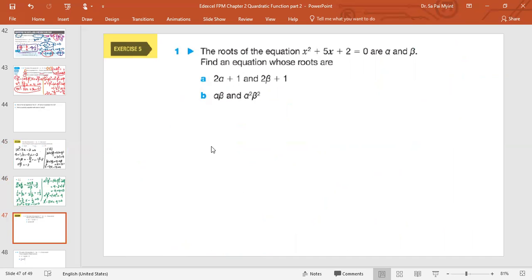This is exercise 5, number 1. Exercise 5 has 3 problems. First, what is the question? The roots of the equation x squared plus 5x plus 2 equal to 0 are alpha and beta. Find an equation whose roots are as given.